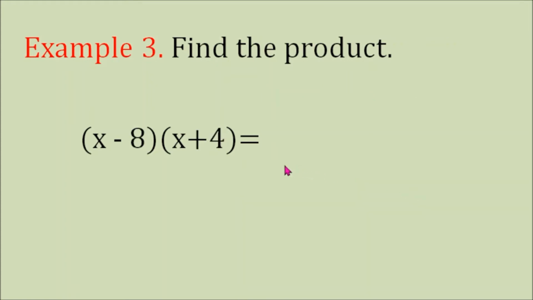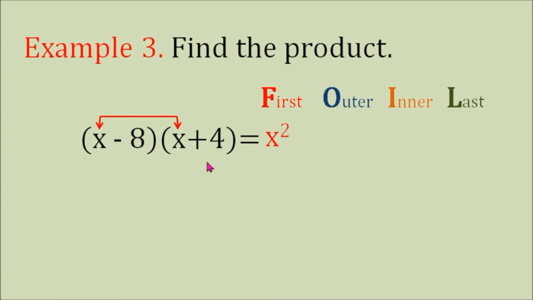Example number 3. Find the product of the quantity x minus 8 times the quantity x plus 4. Again, we are going to use the FOIL method. The product of the first terms, x times x, that's x squared. Product of the outer terms, that's x times positive 4, that's 4x.